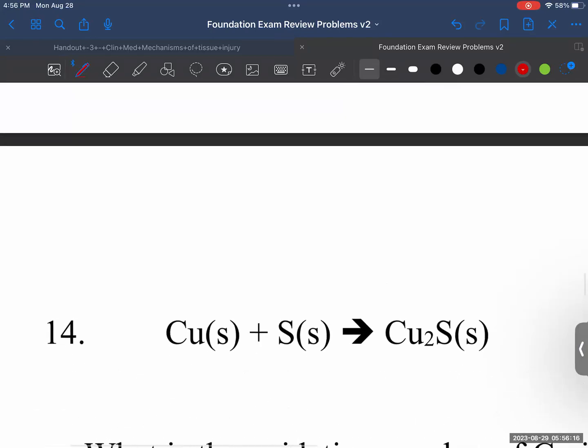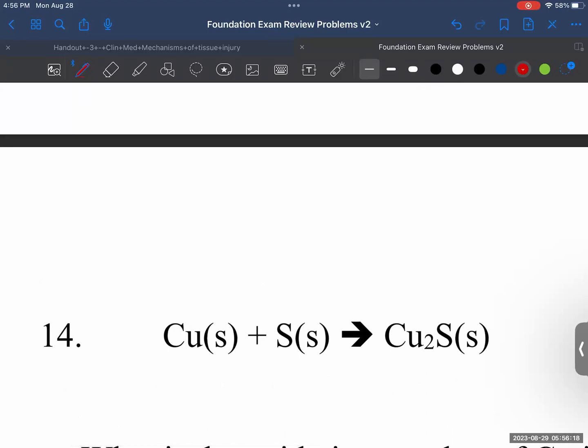Okay, let's do this one. All right, assign all the oxidation numbers for these elements. So copper is solid, right? What's the oxidation number? 0. Why is it 0? Yeah, it's in its elemental form. Because it's in its elemental form, the oxidation number is 0 for any elemental form thing.